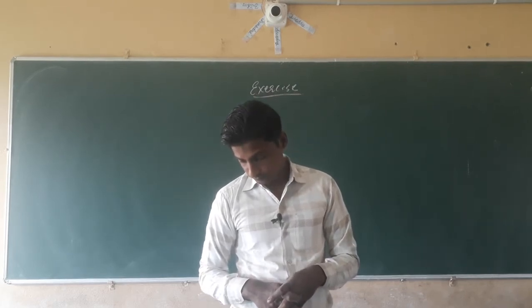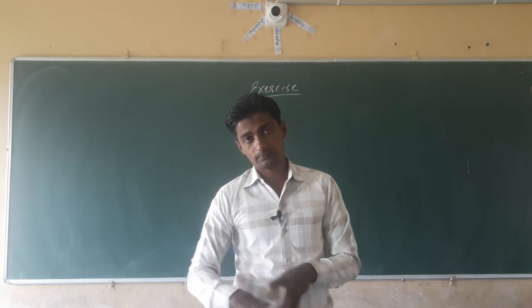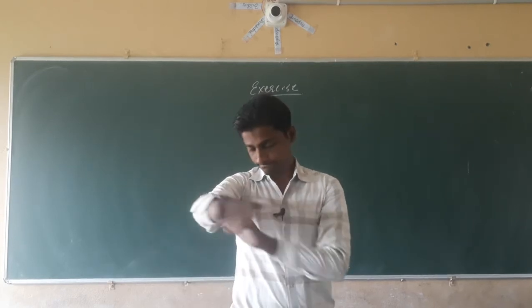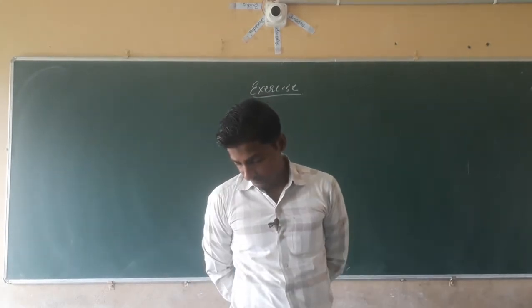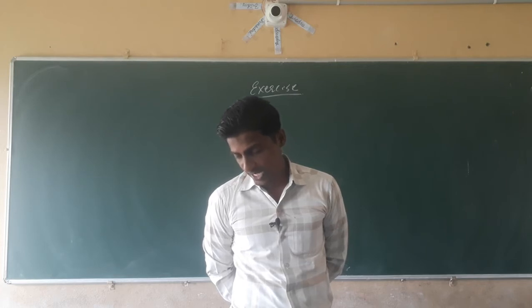Next, the four limbs or the forearms have 2 bones.